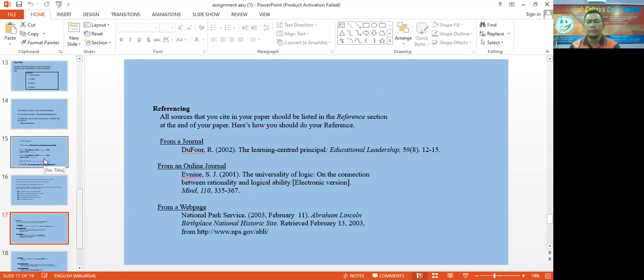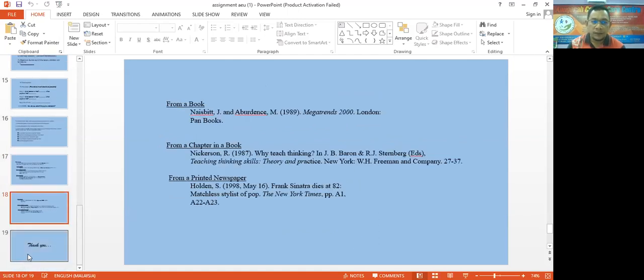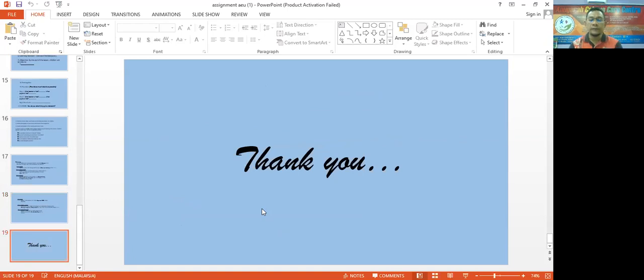Remember, if you want to write a reference, make sure you use the standard APA referencing. If you take it from journals, you must write it like this: online journal or website, books and other sources. All right, I think it is clear about your assignment. There are four parts. Remember, there are four parts.